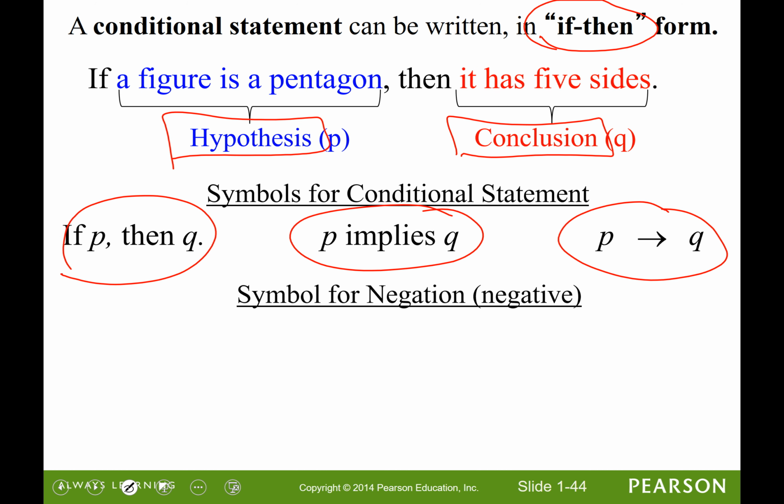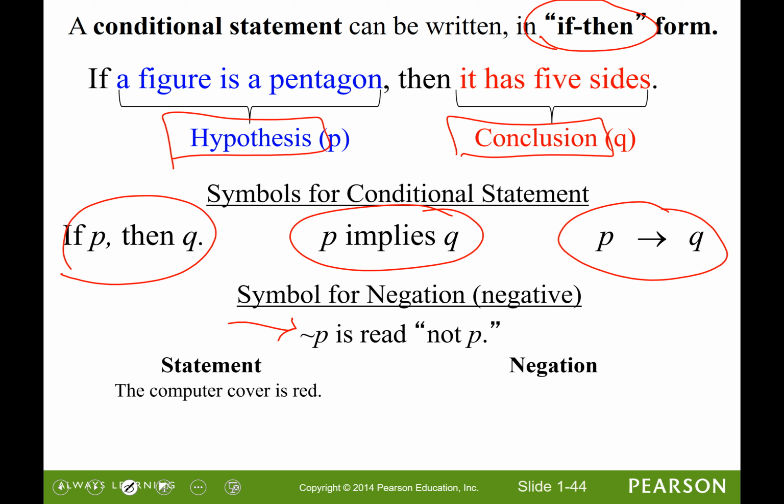Symbols for what we call a negation. Negation is the negative of a statement. We use this symbol right here, the tilde. Okay, so if you see that symbol in front of the lowercase p, you would read that not P. Okay, let me show you an example of that.